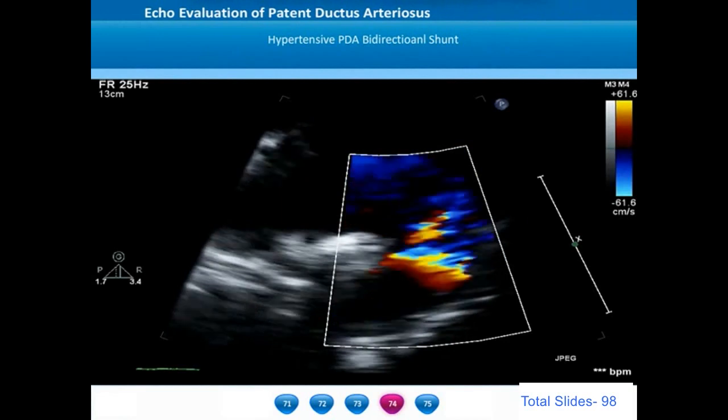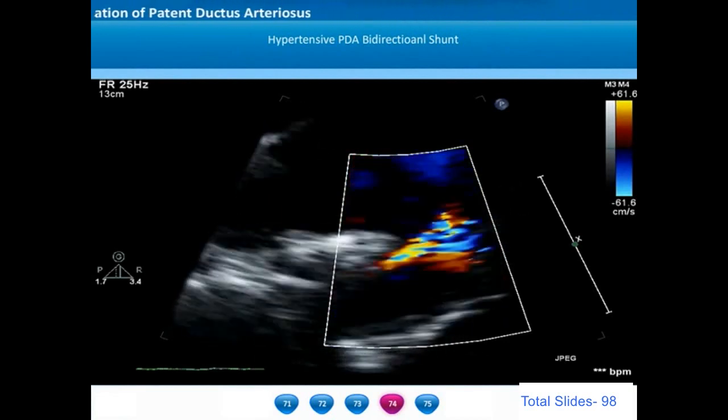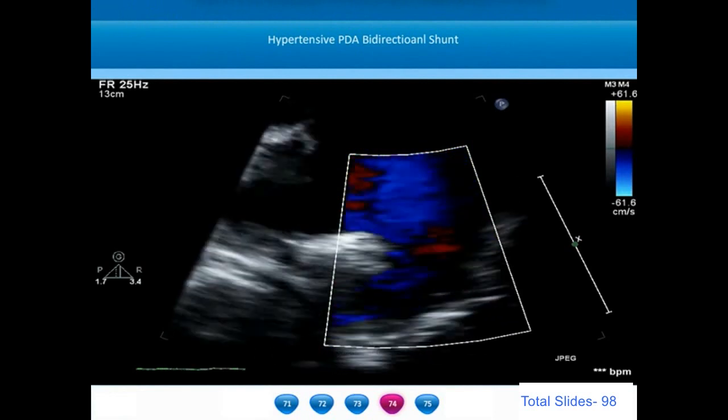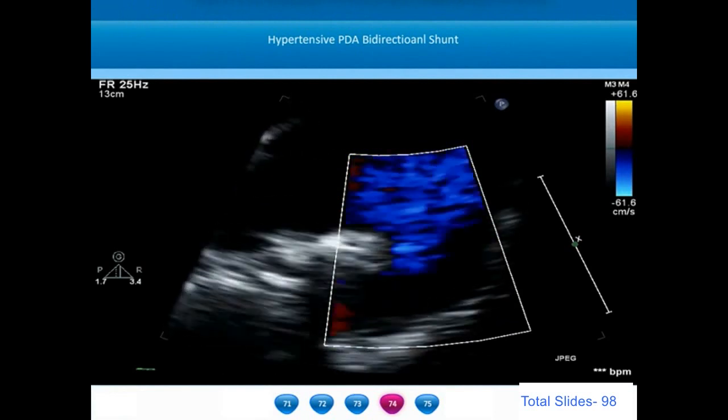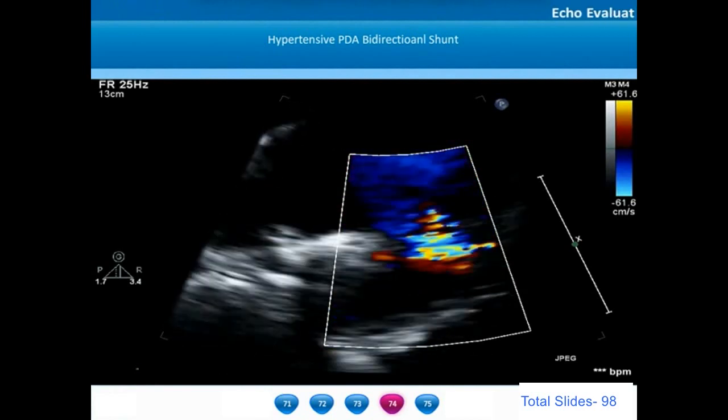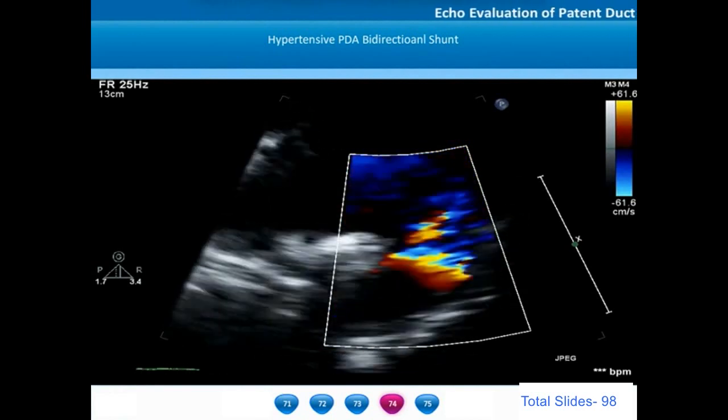When we magnify on the ductal view, we can identify that there is no distance between the descending thoracic aorta and the pulmonary artery bifurcation, and the ductus is more like an aortopulmonary window.